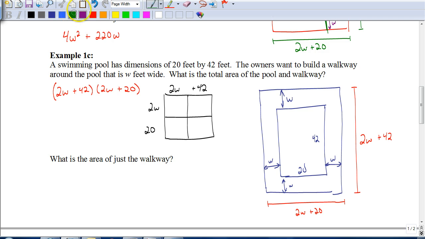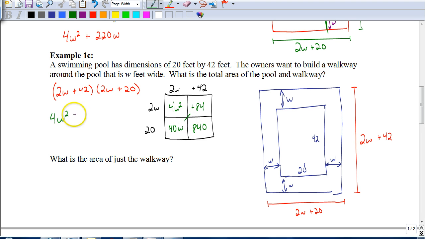So again, 2w times 2w is 4w squared. 2w times 42 is going to be 84w. And this will be 40w. And 42 times 20 is going to be 840. So now let's add these together. So it's going to be the 4w squared stays the same.